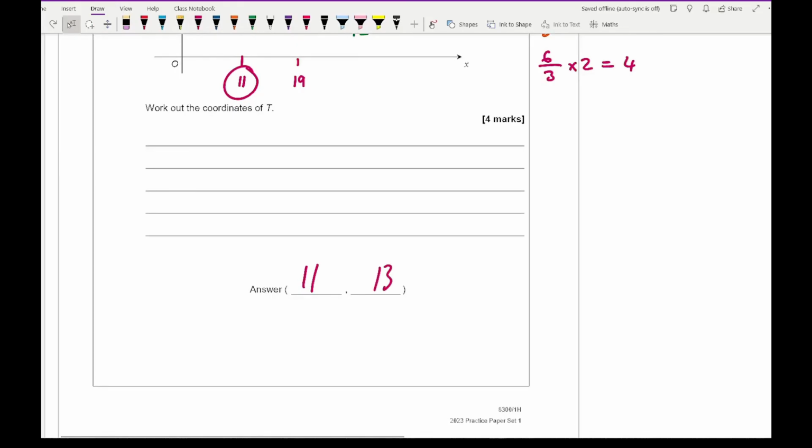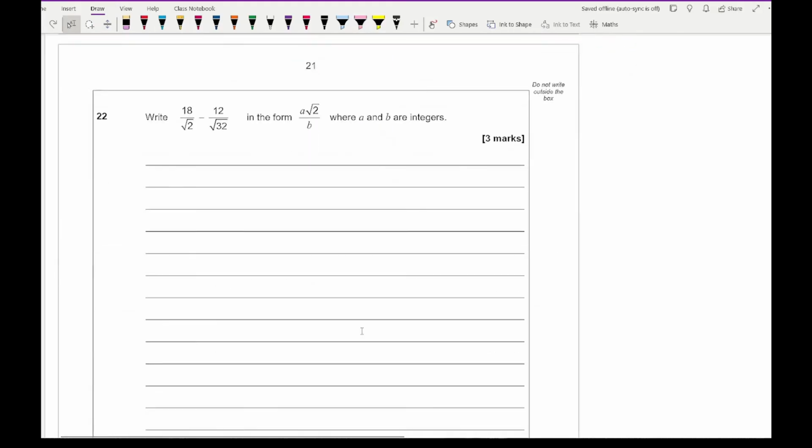And then moving on to our next question, which is question 22, looking at surds. It says write 18 over root 2 minus 12 over root 32 in the form of a root 2 over b, where a and b are integers. There's a couple of ways in which we could do this, but first of all, notice that 32 can be simplified. So root 32 equals root 16 times root 2, which is 4 root 2. Rewriting the question, I've got 18 over root 2 minus 12 over 4 root 2.